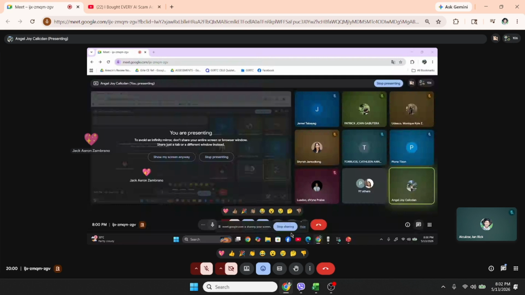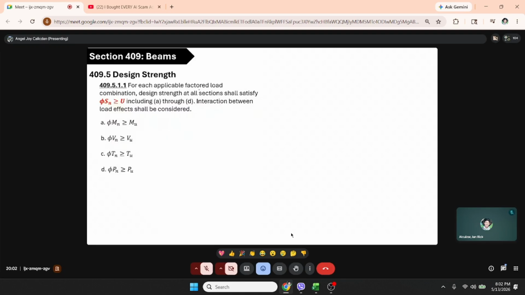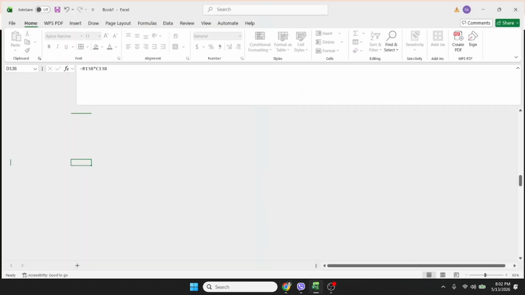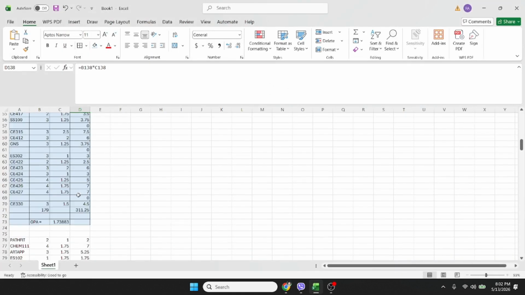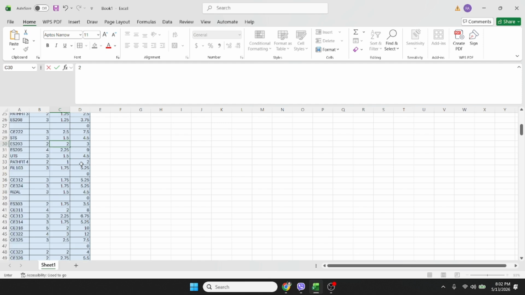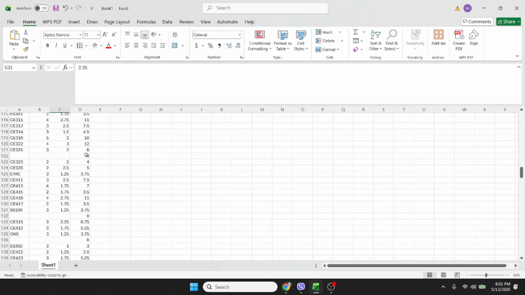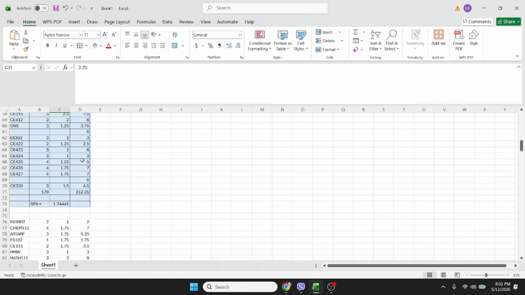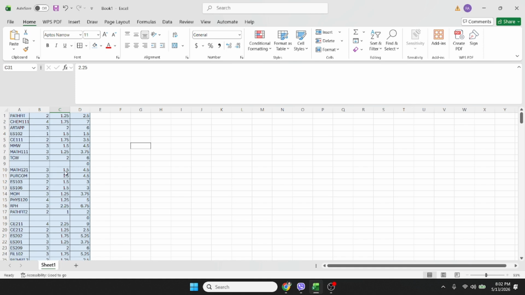So for this code, for each applicable factored load combination, design strength at all sections shall satisfy phi S sub n greater than or equal to U. So all design capacity must be greater than or equal to the ultimate capacity. This is applicable to moment, shear, torsion, or axial force. The design must be greater than or equal to the ultimate.